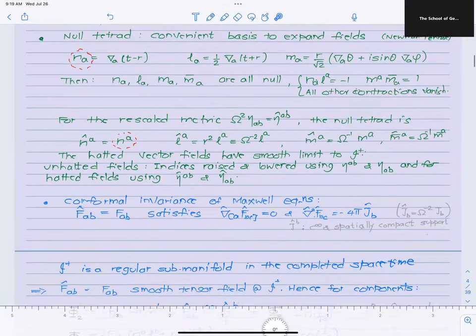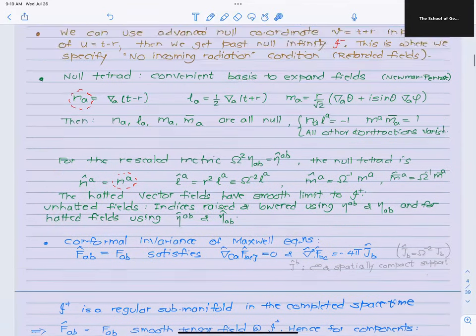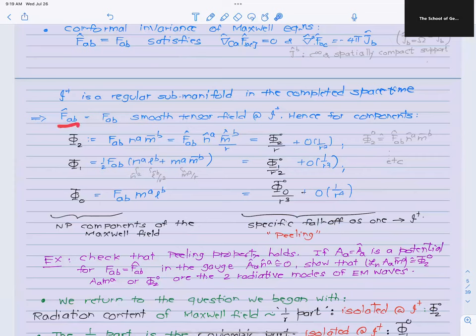Okay, so what we can do is take this F hat ab, which is just the same as F ab, and I can define the following quantities. I can define phi 2, phi 1, phi 0. F, the physical Maxwell field, has six components, and these are three complex scalars that capture those six components. So phi 2 is defined to be one index contracted with N, and the other a spatial, angular index, M bar. Phi 1 is defined to be one index contracted with N, the other with L, and the other two with M and M bar. And phi naught is just M and L.